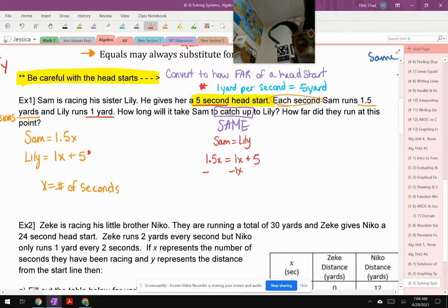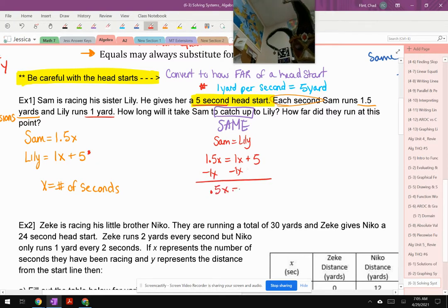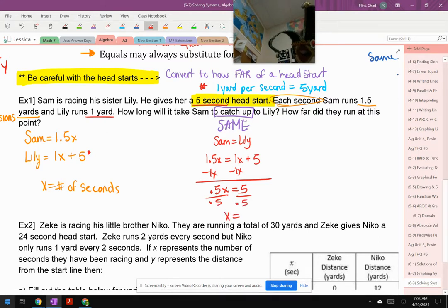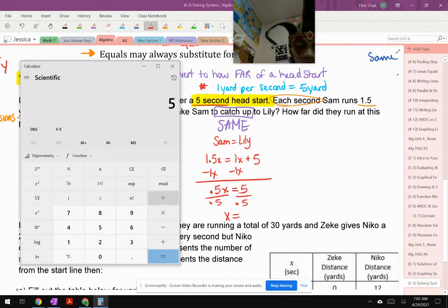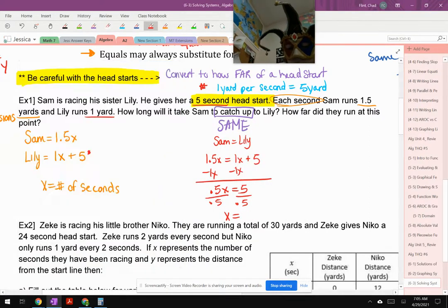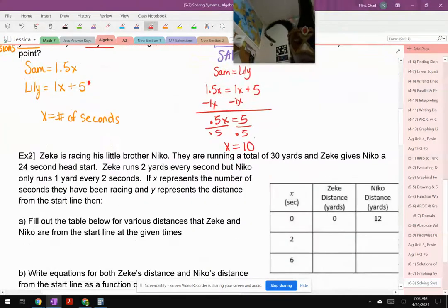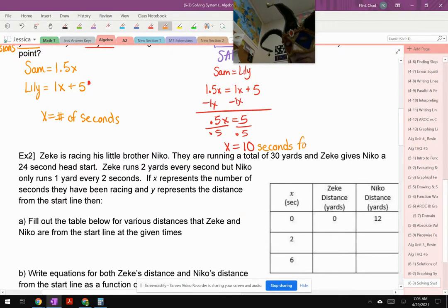So minus 1x, getting all my x's on one side. 0.5x is equal to 5, divide by 0.5, divide by 0.5. X is equal to 5 divided by 0.5, which is 10. I knew that. That was silly. So x is the number of seconds. So 10 seconds for Sam to catch Lily.